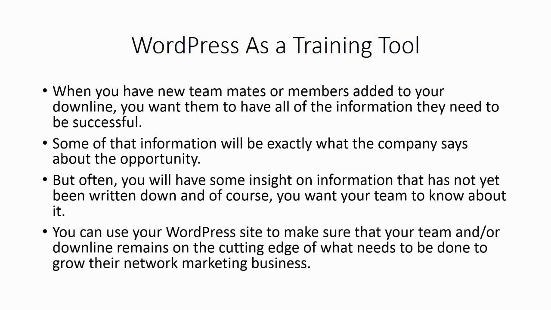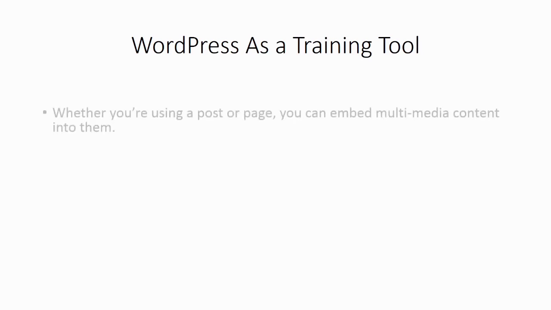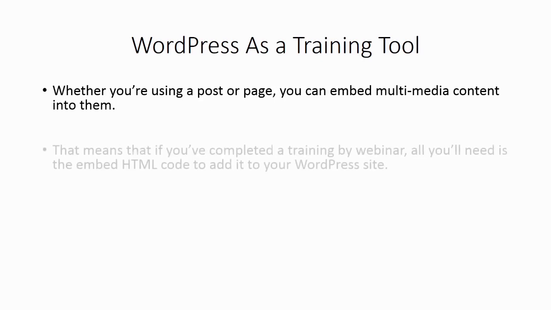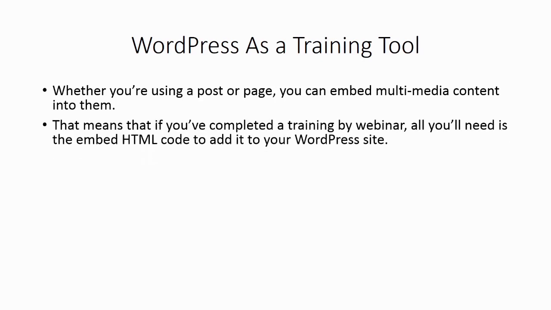You can use your WordPress site to make sure your team and your downline remains on the cutting edge of what needs to be done to grow their network marketing business. Now, whether you're using a post or a page, you can embed multimedia content into them. That means that if you completed a training by webinar, all you'll need is the embed HTML code to add it to your WordPress site.